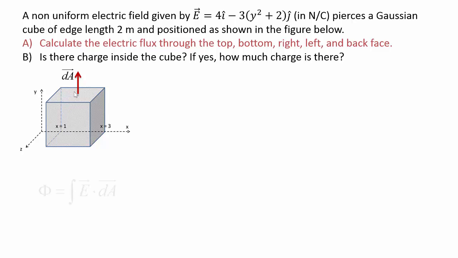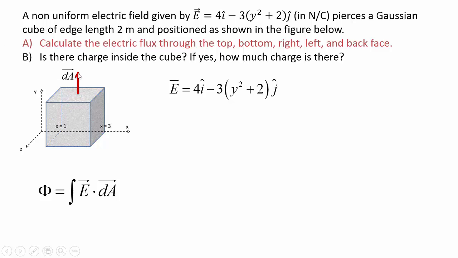We need to calculate the flux as the integral of the electric field over the area of the top face. In order to calculate the integral, the first thing we will do is evaluate the dot product. We know that the electric field is given by this equation, and for the top face the area vector is oriented in this direction. Therefore, we can write the area vector as its magnitude dA multiplied by the unit vector j, because the area vector is along the y-axis. So the unit vector for the y-axis is the vector j.